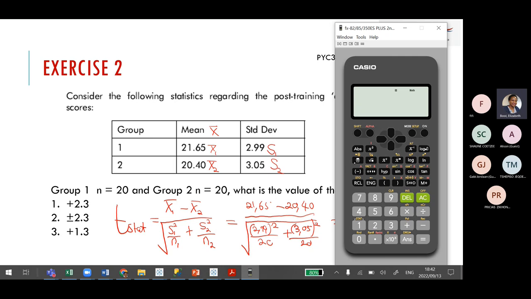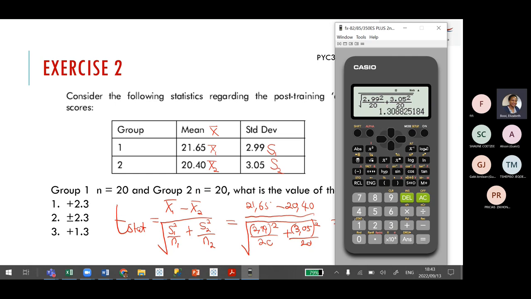If you have a Casio, we can use the fraction portion, because the top part is at the top of the fraction, and the bottom part is the bottom of the fraction. We start with capturing our data: 21.65 minus 20.40, and we go down and put the square root, and under the square root there are two fractions. The first fraction is 2.99, which I square, then go down and divide by 20. I use my arrow to go to the left, put the plus sign, put another fraction, 3.05, square the answer, go down, put 20, and press equal. And that is the answer.